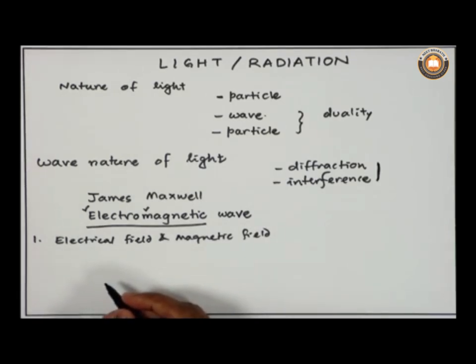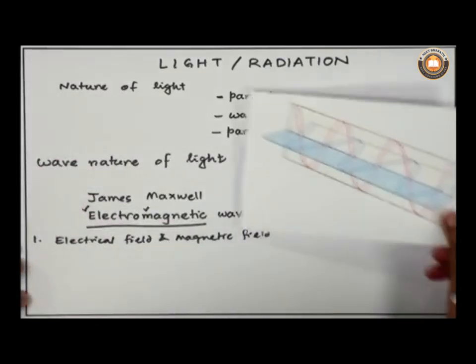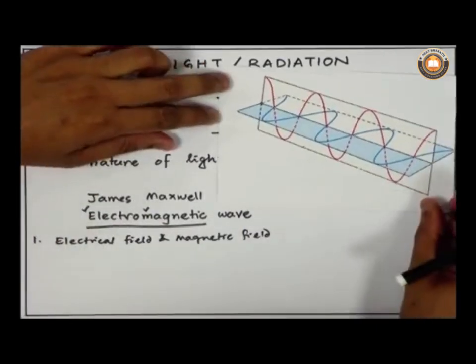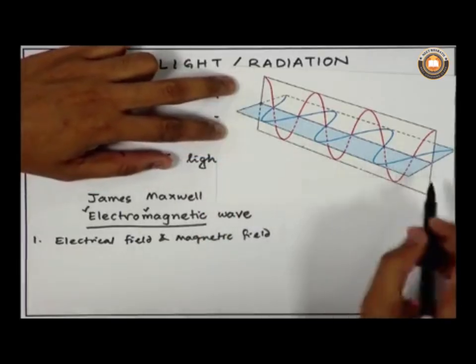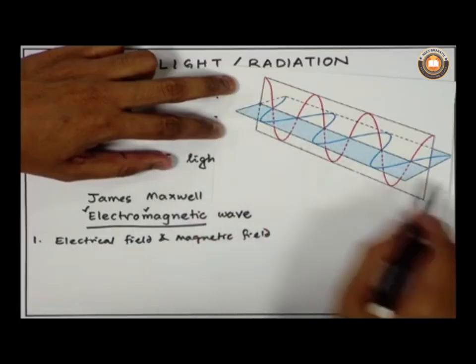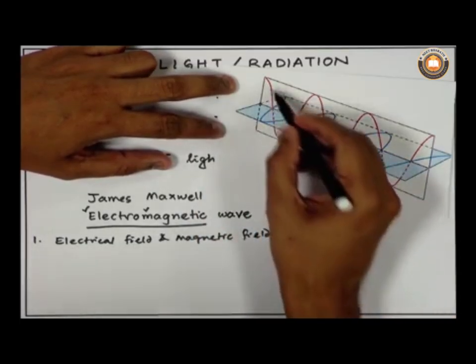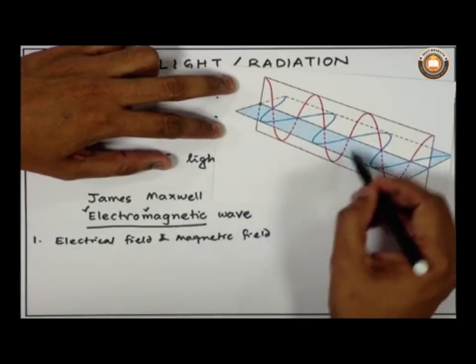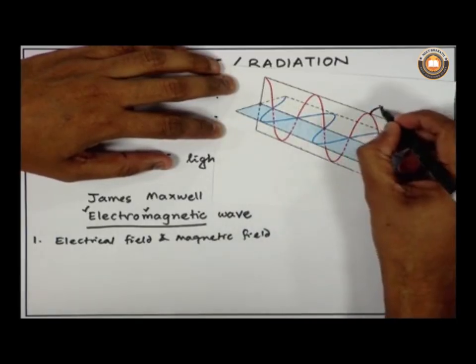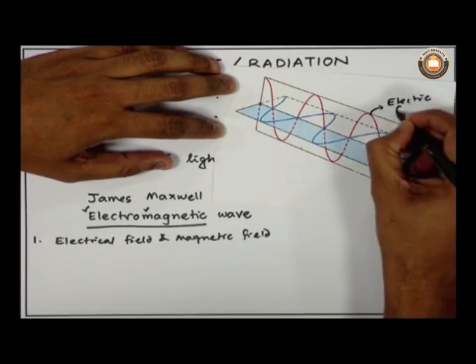There is an interesting aspect about the electric field and magnetic field that it produces. In this picture you see that the light is being propagated along this direction. When the light is propagated, it produces an electric field, which is given by this red line. Let us call this the electric field component.